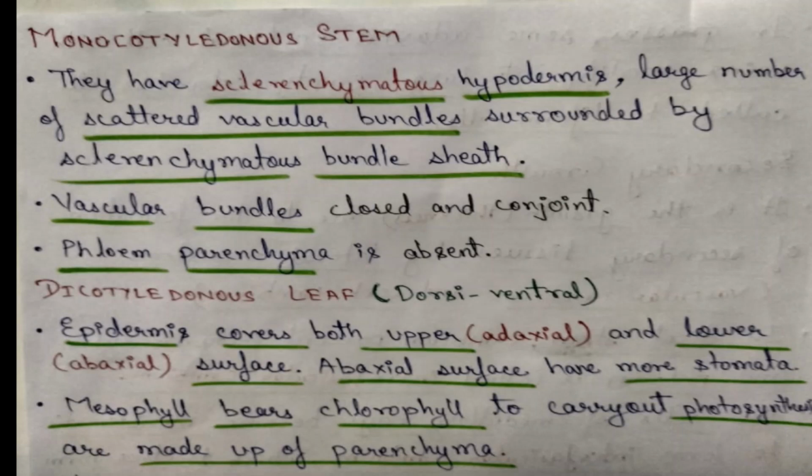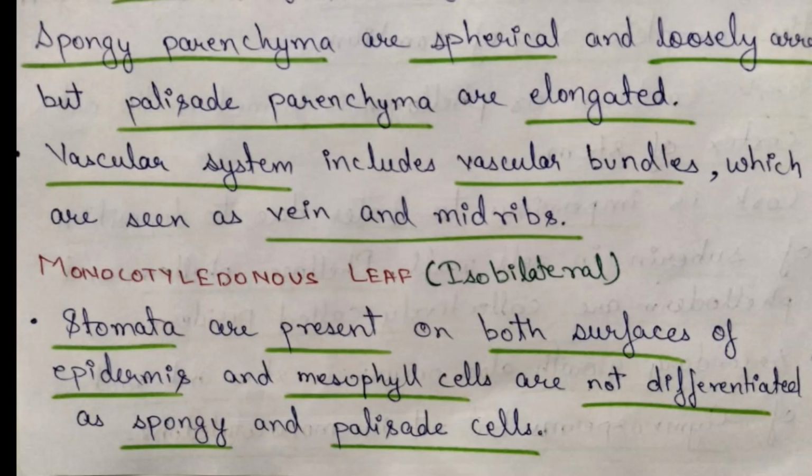Next we have dicot leaf, which is dorsiventral. Epidermis covers both upper, known as adaxial, and lower, known as abaxial surface. Abaxial surface has more stomata to minimize the transpiration obviously. Mesophyll bears chlorophyll to carry out photosynthesis and is made up of parenchyma. Spongy parenchyma are spherical and loosely arranged, but palisade parenchyma are elongated and compactly arranged. Vascular system includes vascular bundles, which are seen as vein and midrib.